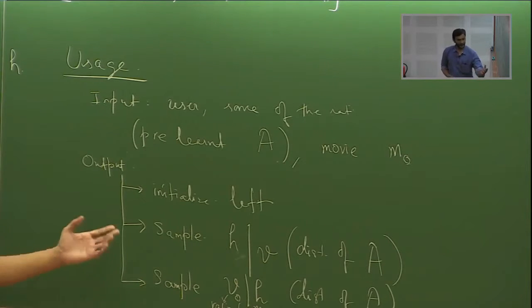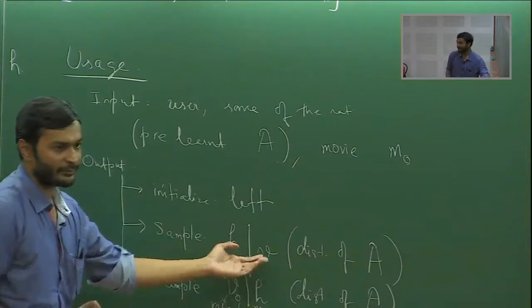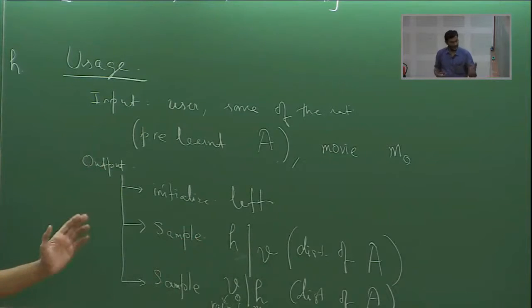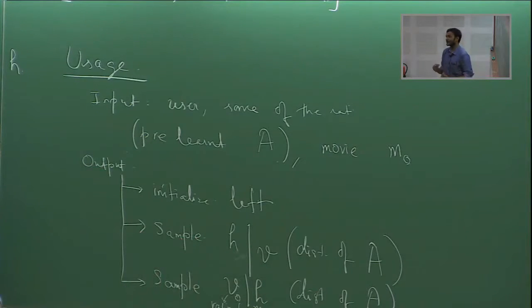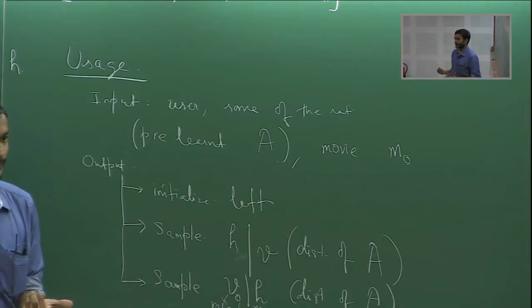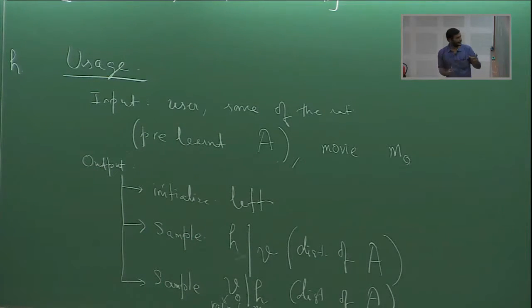So the hope is that when we sample H from V, we are transferring information about the user to the hidden side, and then we are getting back the rating at a point where we don't know. And the hope is that the overall model A encapsulates all the information about all the users in the system.